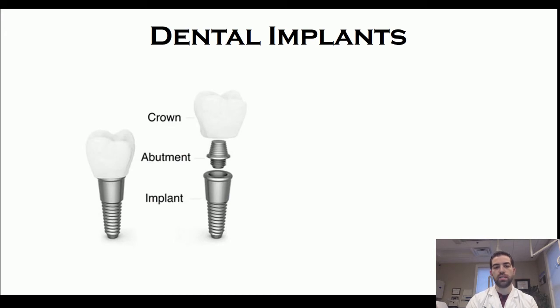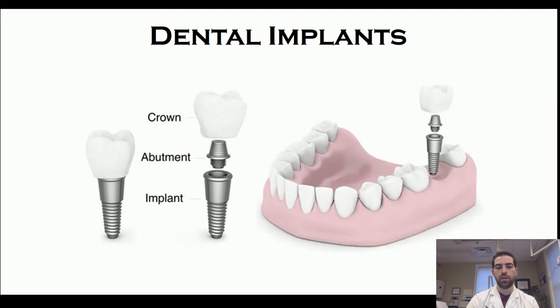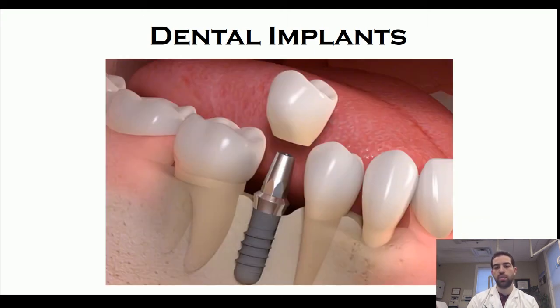Let's talk about dental implants next. There are 3 components: the dental implant, the abutment, and the crown. The dental implant goes into the bone. It's underneath the gums. The abutment serves as the connector between the dental implant and the crown, which is above the gums.